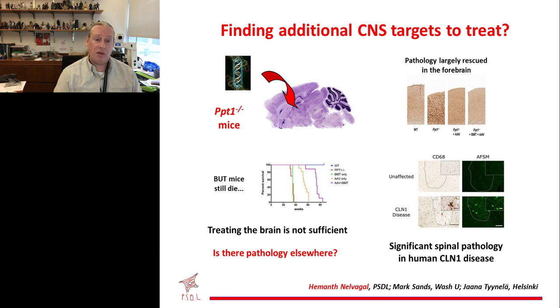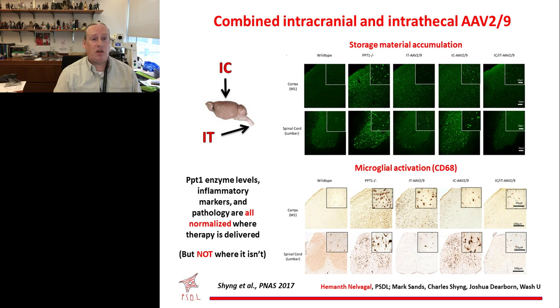And it turned out that where we had missed was actually that there was a massive amount of unexpected pathology within the spinal cord. We first saw that that was present within the human disease and then went looking within the mice. And sure enough, it was there too. And it was there in the spinal cord before pathology started within the brain. So we then started trying to treat that.